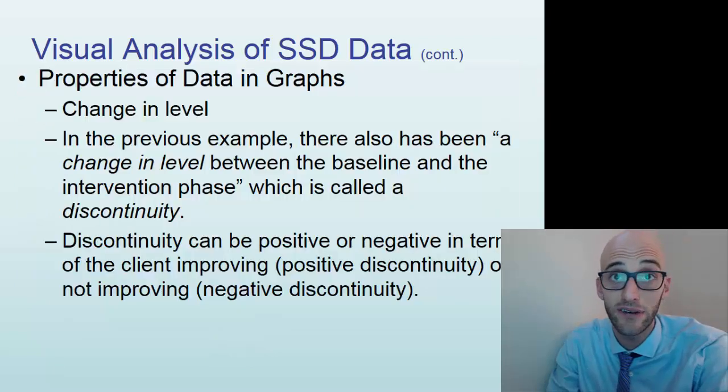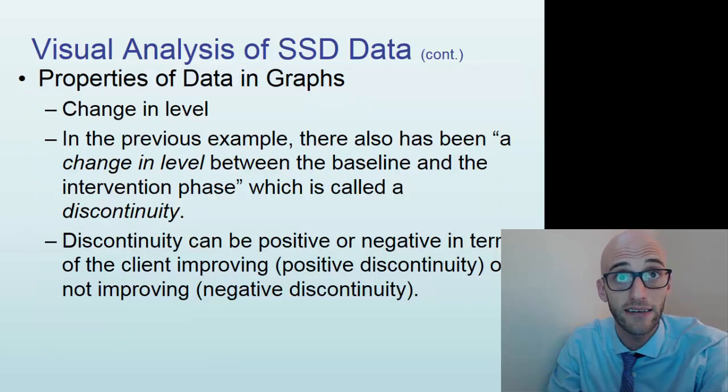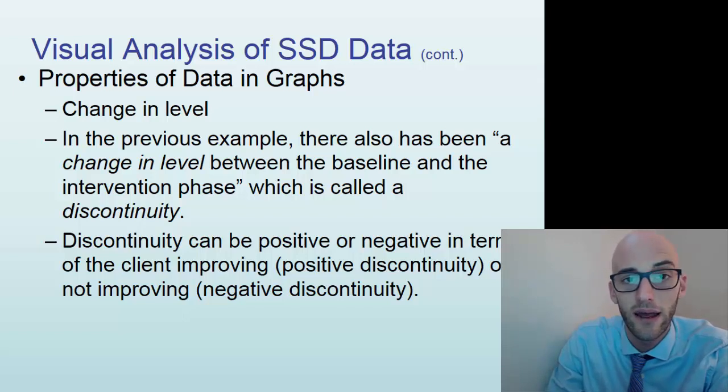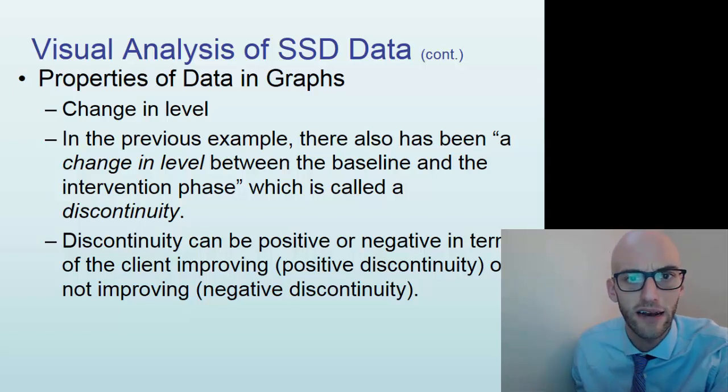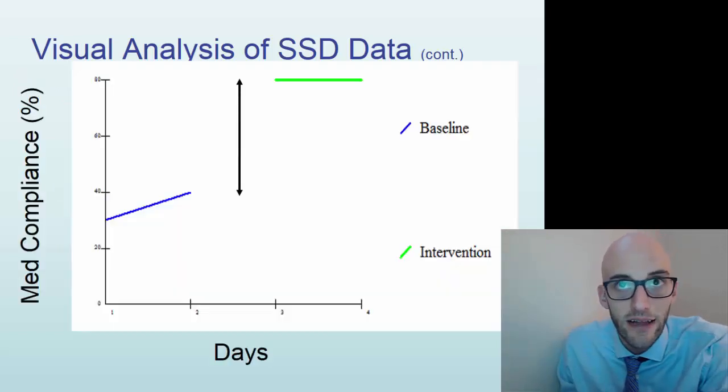So in that example just reviewed, there's also been a change in level between the baseline and the intervention phase, which is called discontinuity. And discontinuity can be either positive or negative in terms of client improving. They can be positive discontinuity, which is a significant improvement associated with the intervention phase, or negative discontinuity, which we typically don't see, but can still be a good warning sign that they're not improving and maybe we need to try something different.